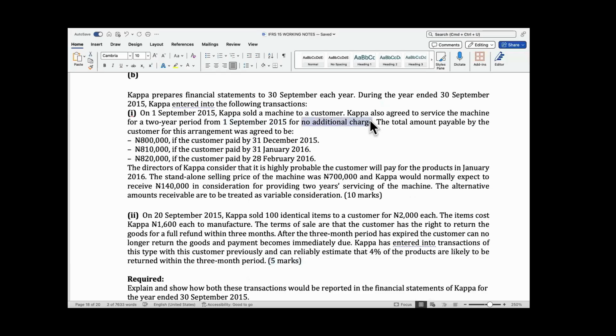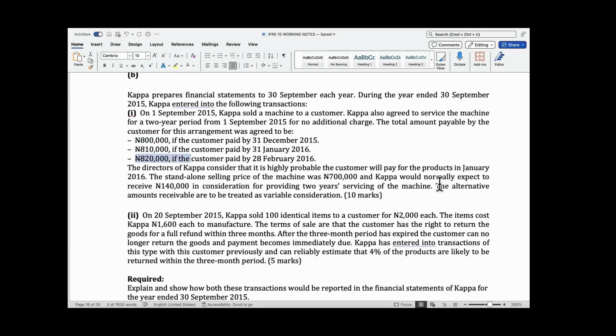for no additional charge. The total amount payable by the customer for this arrangement was agreed to be 800 if paid by December, 810 if paid by January 2016, 820 if paid by 28th. So I think you're just trying to ensure the customer pays early. Kappa is just trying to say, make sure you pay my money early. If you pay in December, you pay 800,000. If you don't pay in December and you wait till 31st of January, that's 810,000. If you don't pay until 28th, your money will go up to 820.